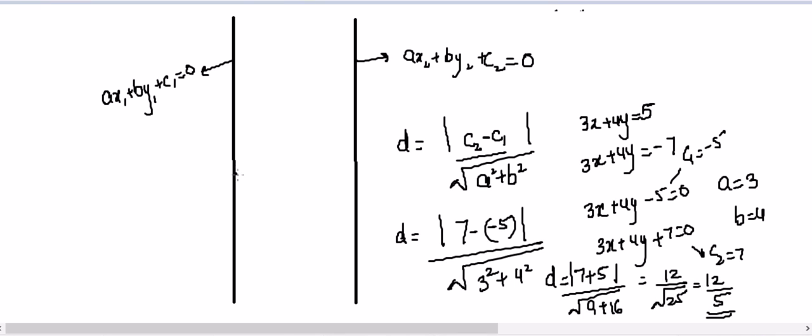So the distance between two lines, when the equation of first line is 3x plus 4y minus 5 equals 0 and the second is 3x plus 4y plus 7 equals 0, the distance is 12 over 5. So basically it's just a formula you need to apply, and you can easily calculate the distance between two parallel lines. Now there are some points that you need to remember.